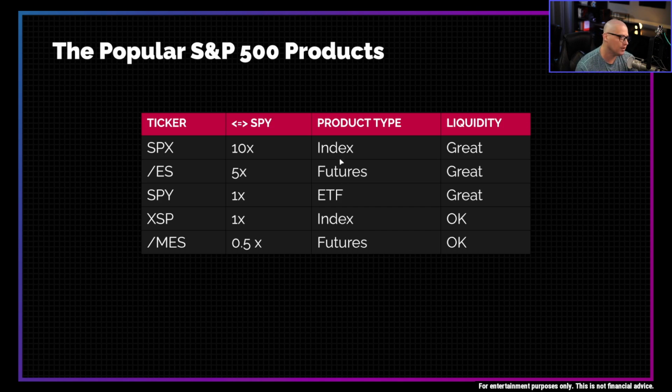Now ES of course is a futures product, so it does have an underlying that naked options do settle to. They settle to one futures contract.